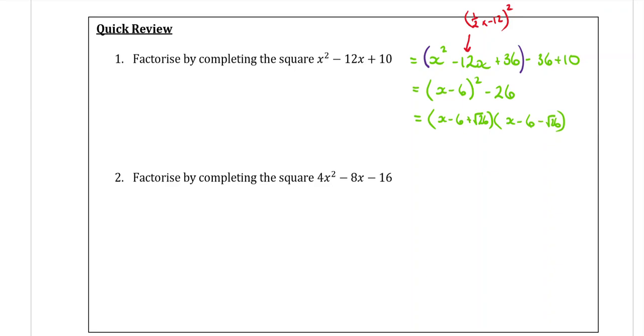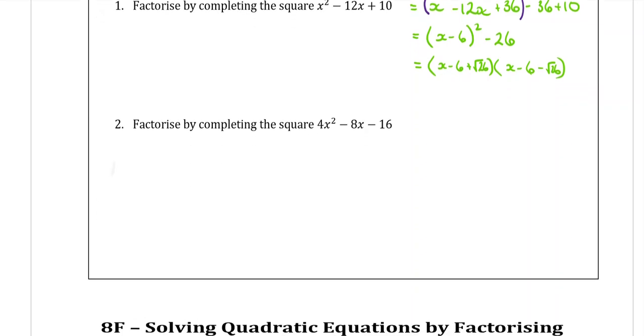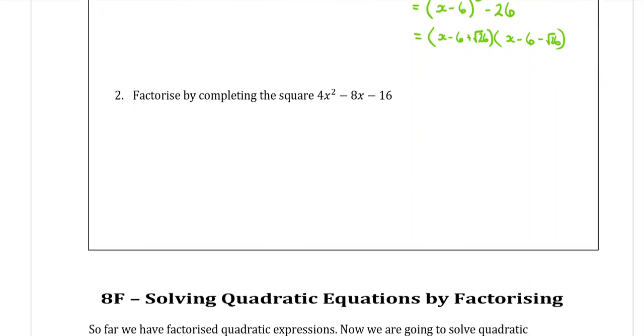Okay, for a slightly harder example, we have question 2, which we're factorising 4x squared minus 8x minus 16. This question is harder because of that 4. We don't like to use the completing the square method while there is a 4 in front of our x squared. So what we do is we factorise the 4 out. And that gives x squared minus 2x minus 4.